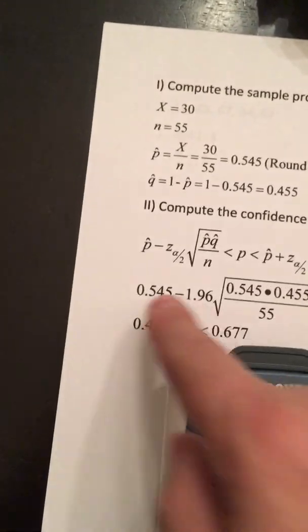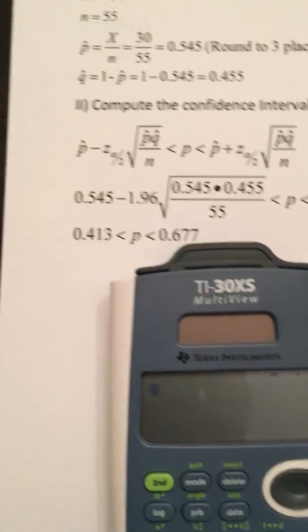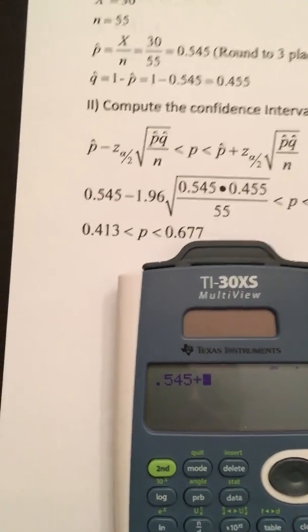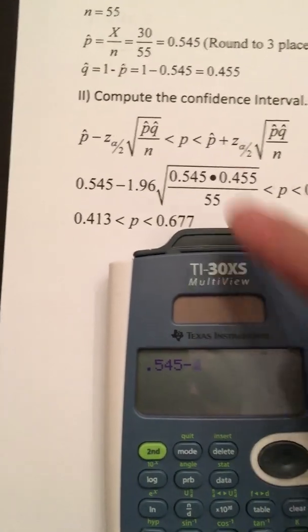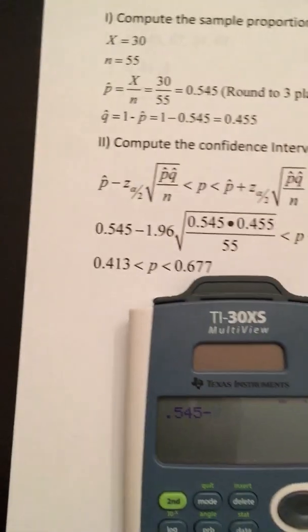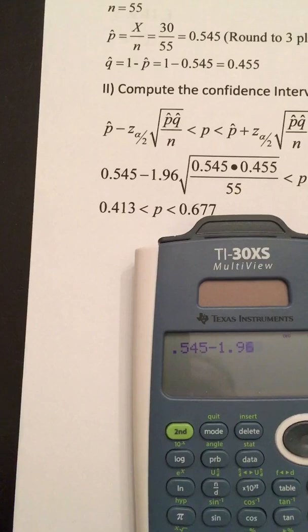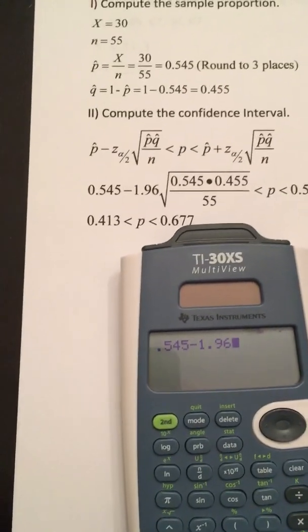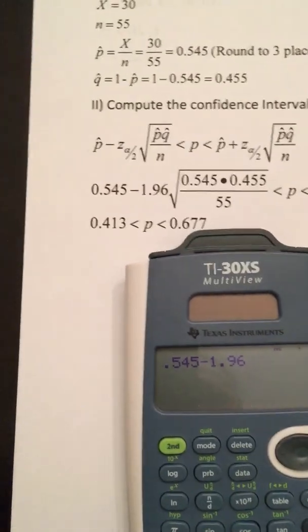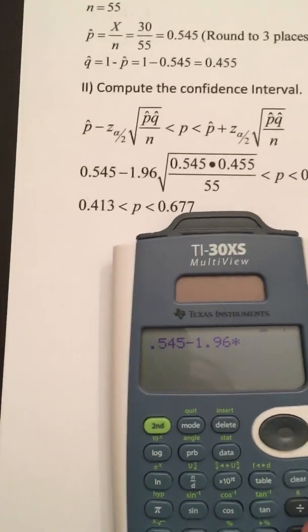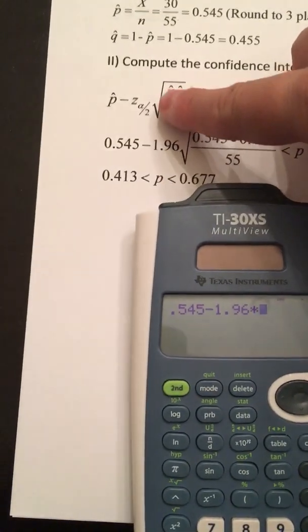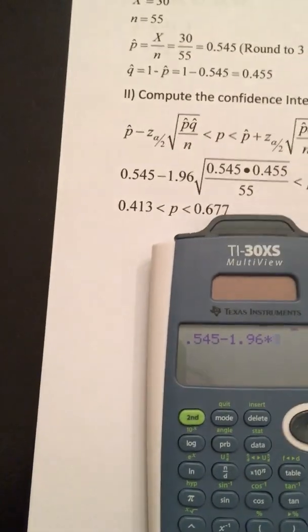So let's calculate the left endpoint. We have 0.545 minus our z-value of 1.96. Our confidence level is 95%, which we're going to use for a z-value of 1.96. Make sure you put times, because mixed results can happen if you don't make sure that you're multiplying.